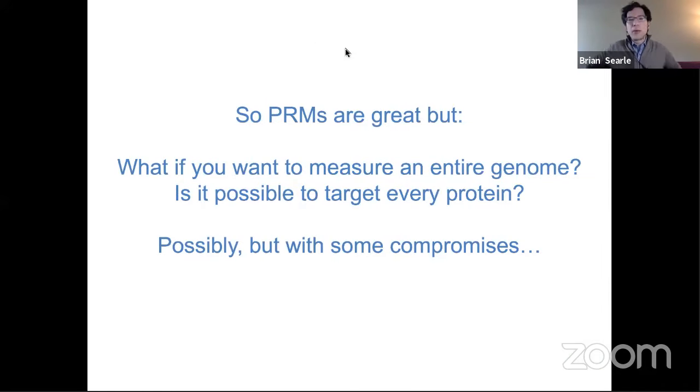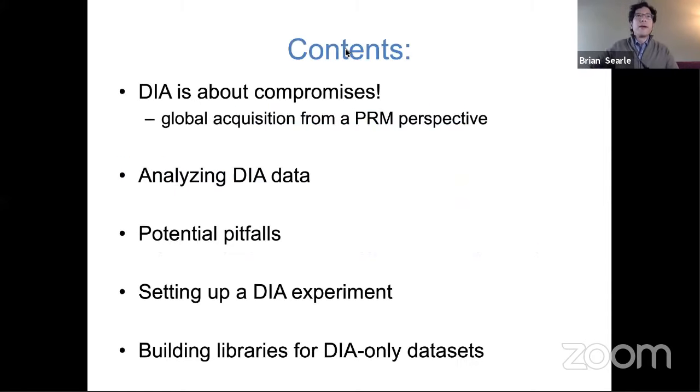Okay. So PRM is really great for detecting peptides that are difficult to identify because they're so low in intensity, but also very good at selecting out specific peptides for measurement. But what if you wanted to do this across an entire genome, and is it possible to target every peptide? It is with DIA, but there are definitely some compromises that you have to deal with.